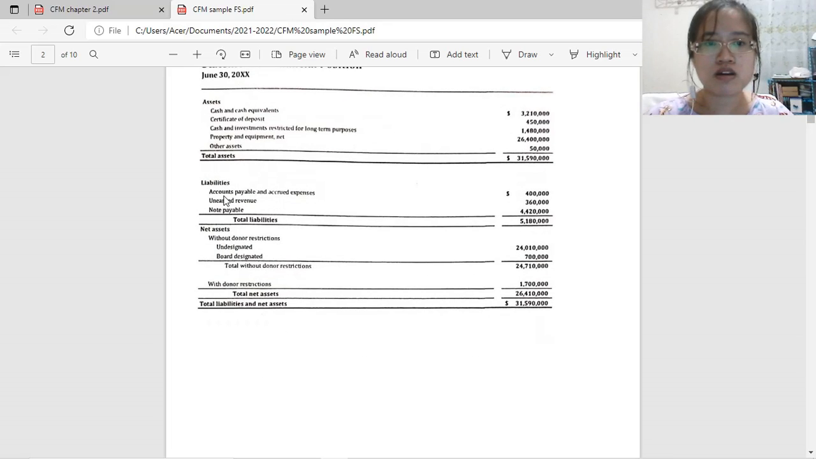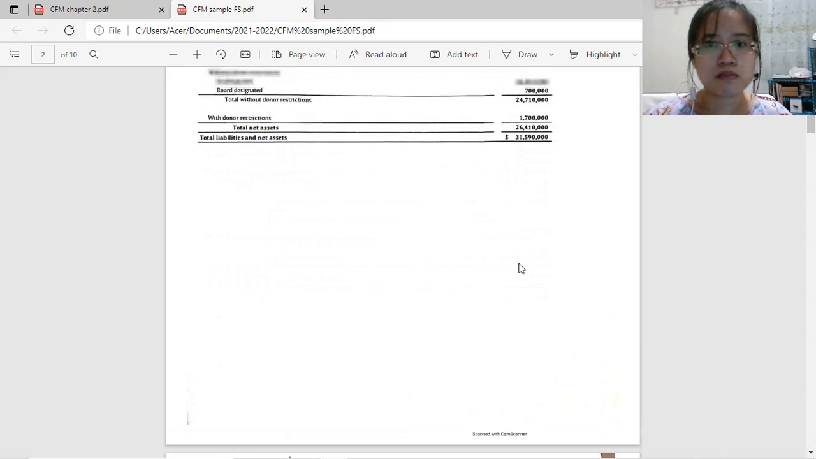For liabilities, you have accounts payable, accrued expenses, unearned revenue, and notes payable. And then for the net assets, separate classification for with donor restrictions and without. For the without, you have your undesignated and your board designated. Essentially, what this means is that the management has decided to set aside a portion for a specific purpose. For example, they set aside 700,000 for purchasing a vehicle next year. So that's why they presented it here.